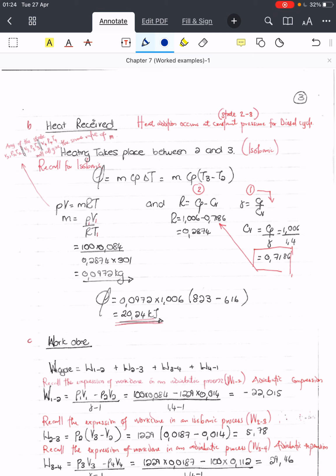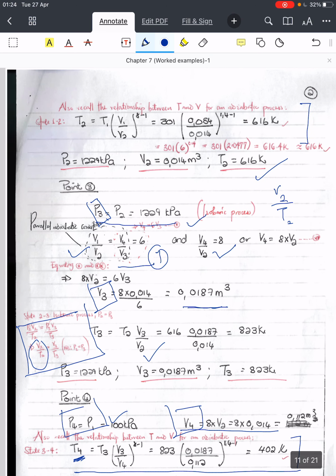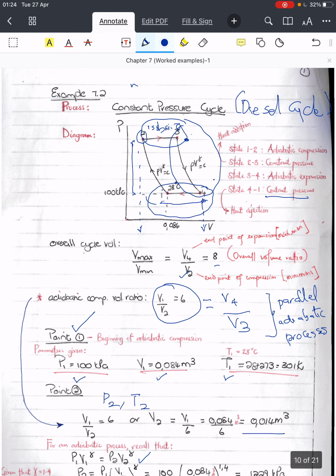So the next question says heat received. If you remember from the class, we've said that for a diesel cycle, heat addition occurs at constant pressure. And where's your constant pressure? It's 2 to 3. So this is where it is received. And you might say, but how about 1 to 4? Remember, 1 to 4 is at a lower temperature place. So what is happening at this point would rather be heat rejection.